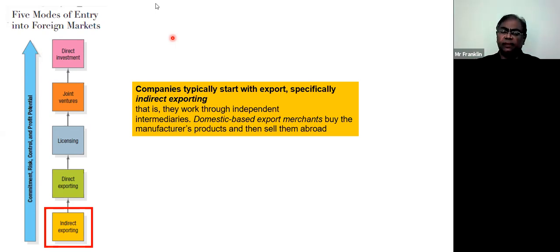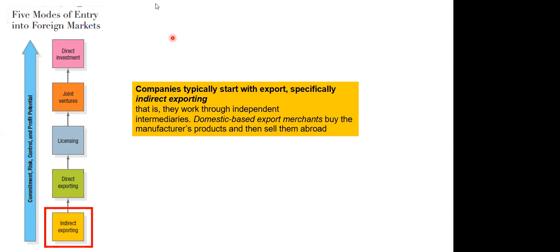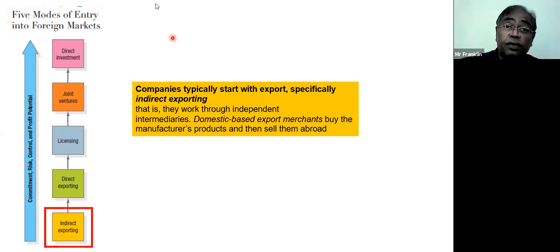This is common sense. I'm exporting a product, but I'm not exporting directly. I'm going through somebody else indirectly. What's the benefit of this? Less risk. Less risk. Very good. It is the least risky.